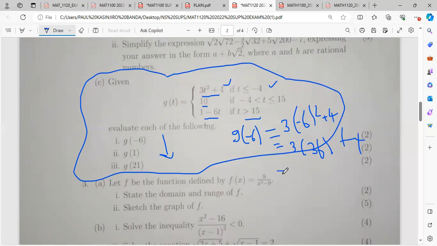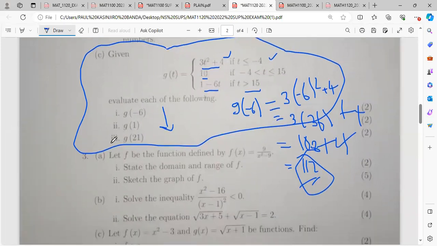So meaning 3 multiplied by 36. So what is 3 multiplied by 36? 3 multiplied by 36 is 108. Then to this 108, you add your 4. So your answer here will just be 112. So this is your answer here.